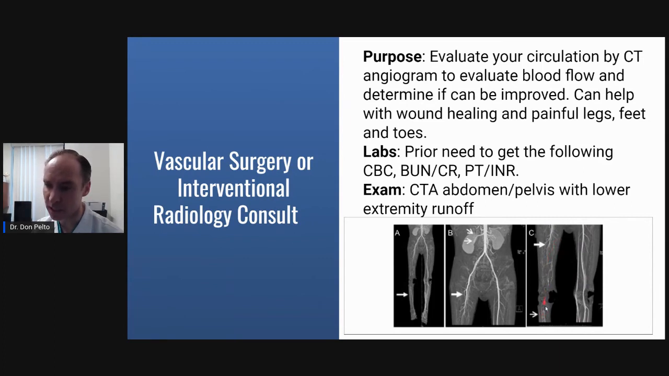And so they have to reopen those up. They can use like a Roto-Rooter. They can do other types of things. But usually they need some blood tests before. And then the exam is called the CTA of abdomen and pelvis with lower extremity runoff, meaning it runs off here. So that's what we do in the office.